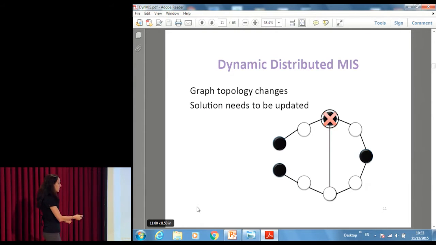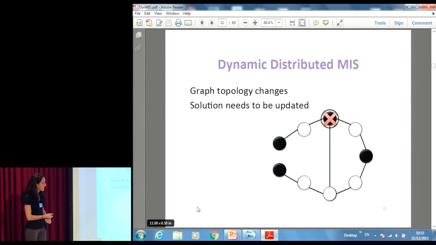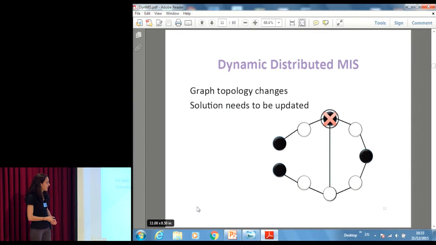Okay, so in this case, this is very easy. What I would like to do is simply have, I mean, these nodes.